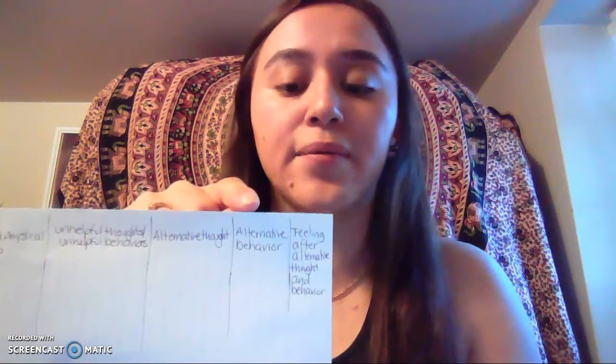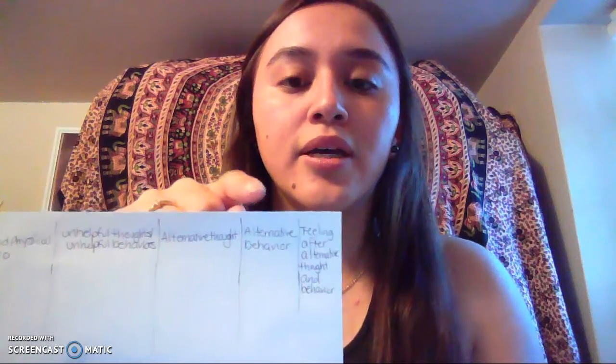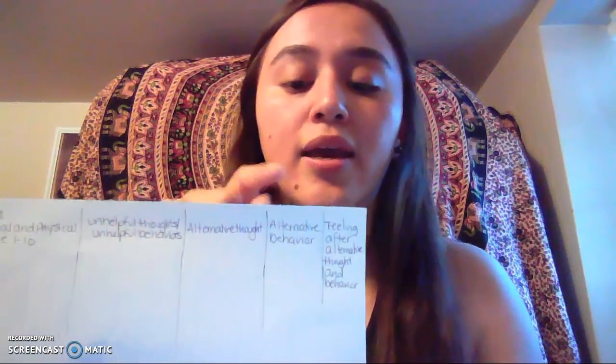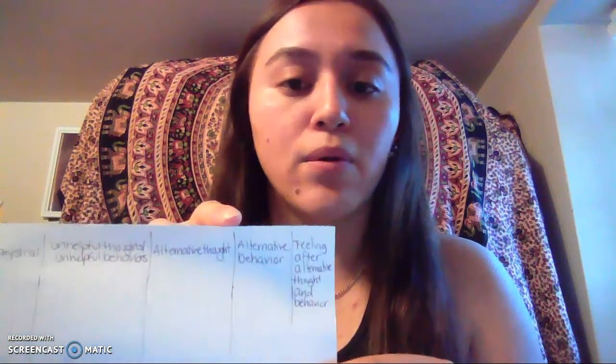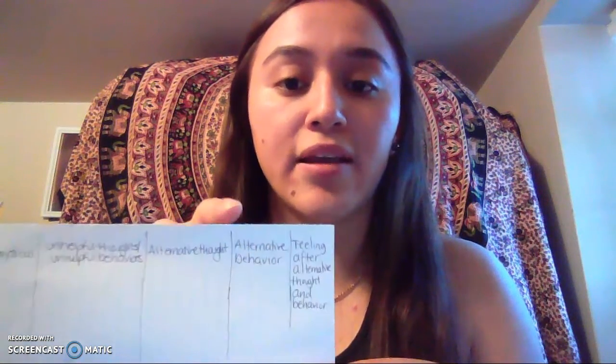My alternative behavior for my unhelpful behavior could be, well, I need to do it. I just need to do it. It's going to take time, but I could move little by little, and by the end, I will overcome my anxiety of presenting in front of class.